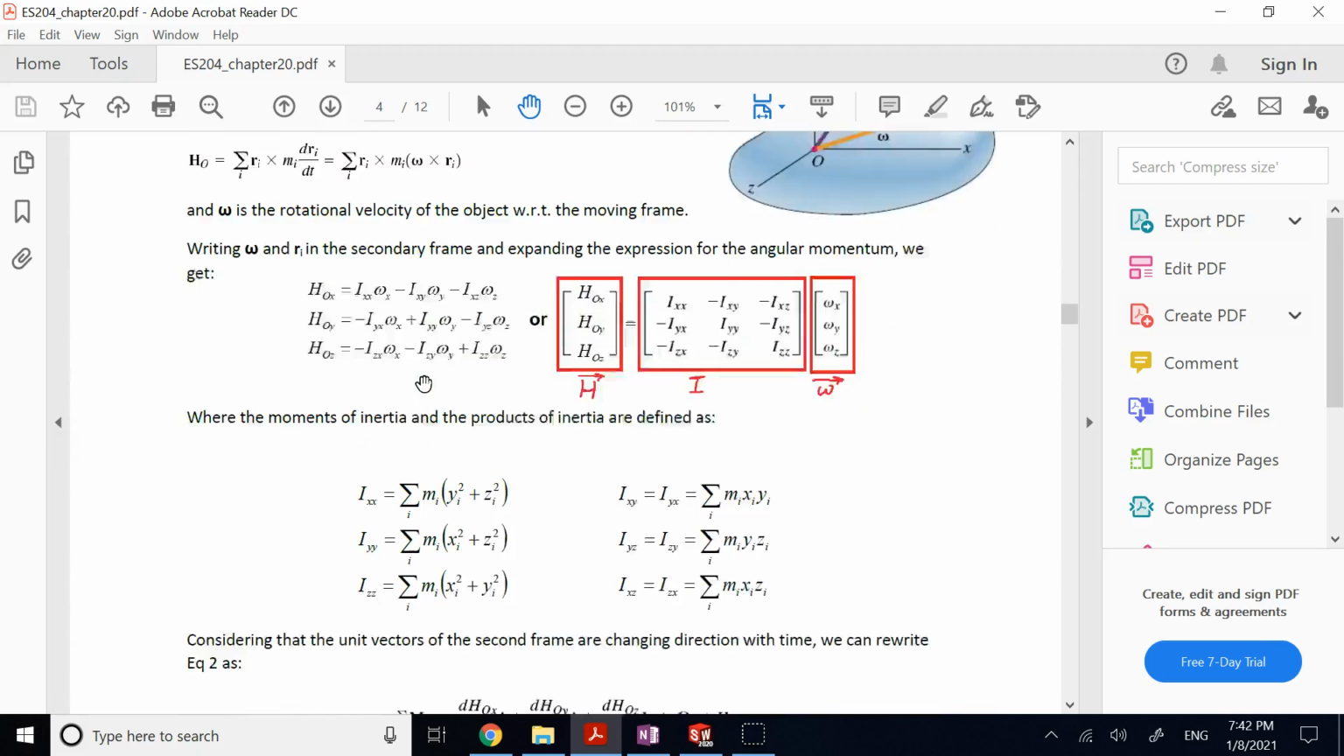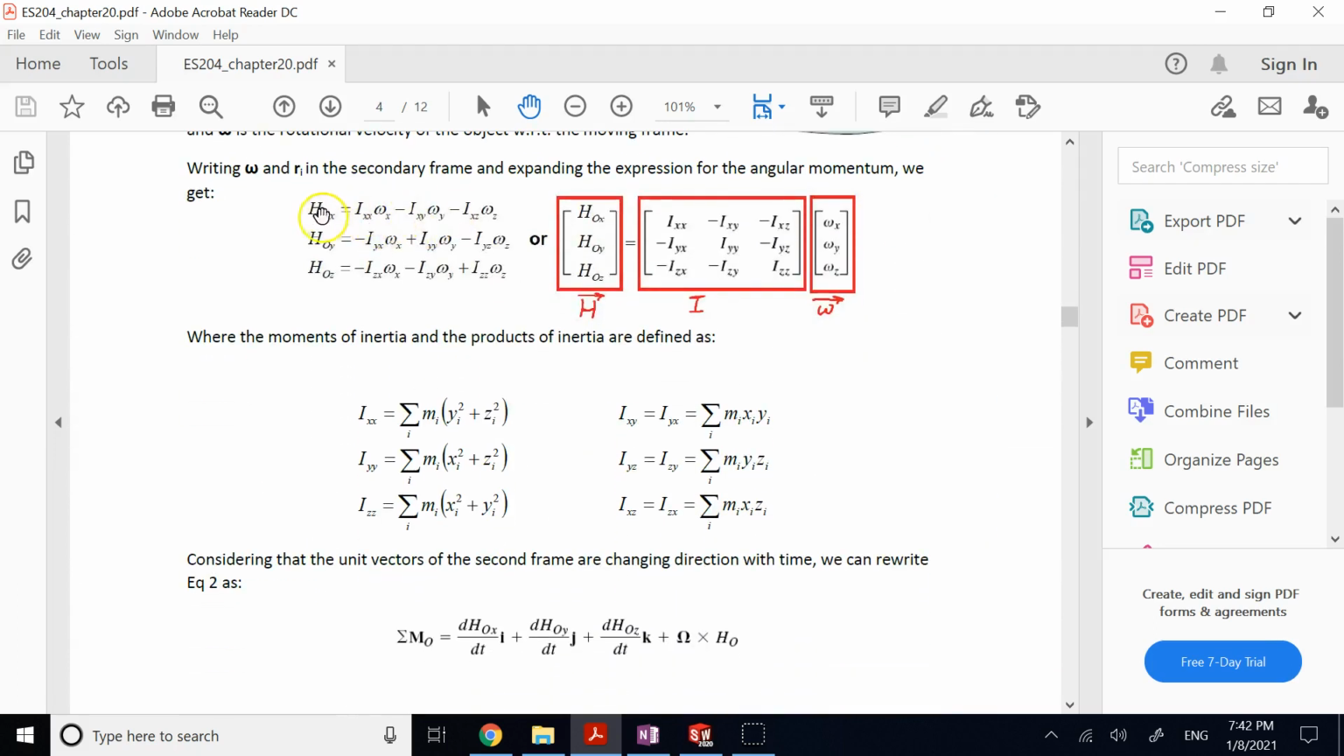So if I go back and show you here, look at this. This is HOX, correct? And as I said, H is HOX i plus HOY j plus HOZ k. So now when I take derivative of HOX i, the first component, it is going to be the derivative of this whole thing times i. Well, what's the derivative of this with respect to time? These components, Ixx, Ixy, and Ixz, are constant numbers, so they're not going to change over time. So the change is because omega x, omega y, or omega z have time derivatives.